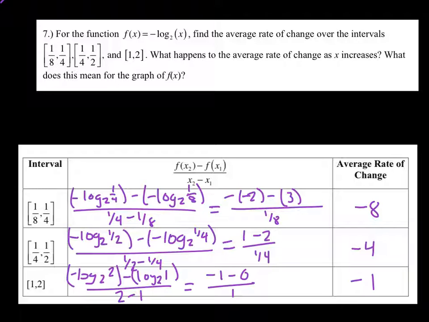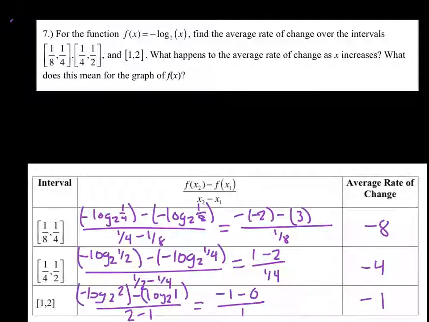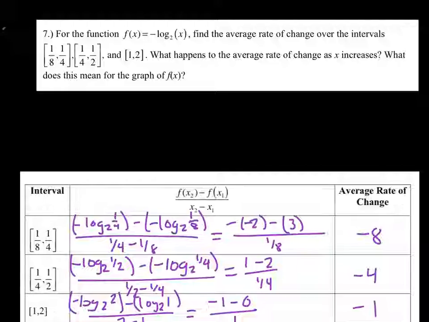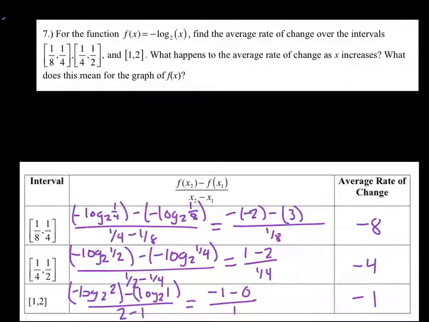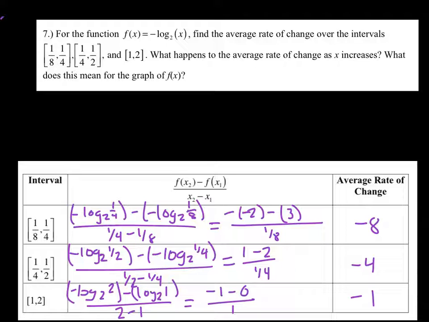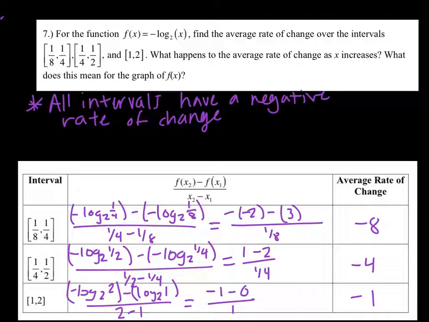So we found all the rates of change, or the average rates of change in each interval, and then it just asks again what happens to the average rate of change as x increases. So again, looking at the rate of change, every single interval has a rate of change that is negative. And this function starts with a steeper rate of change or a quicker rate of change and gradually gets shallower or less steep or less quick.